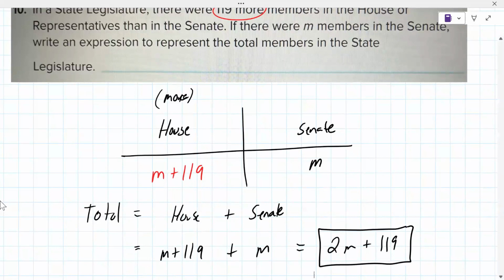So when they say to draw a picture, it doesn't need to be a picture. It just needs to be some organization of the information. Okay. Is that clear? Yeah. Okay.